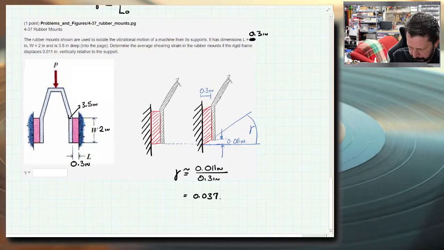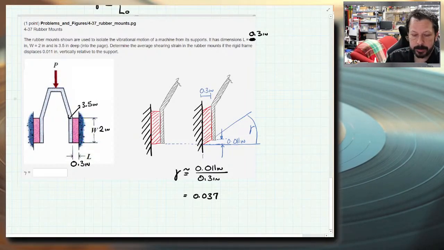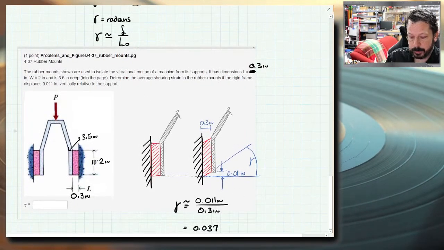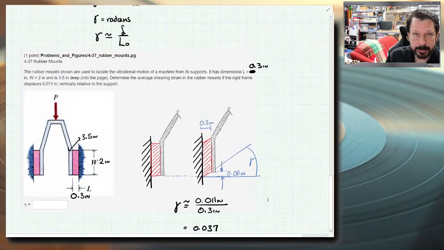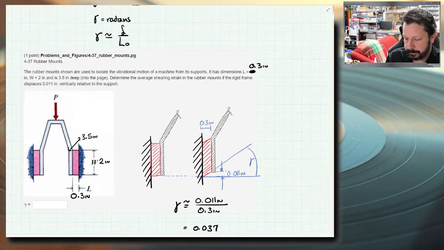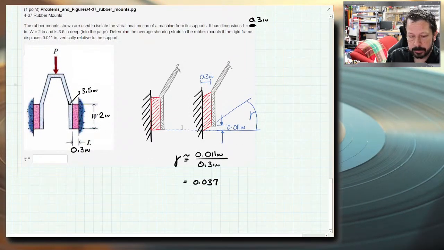Alright, well, if I were to calculate the same thing but with the actual equation, inverse tangent of delta over L naught, where I'm in degree mode, then I would essentially get the same number, 0.037. And so that's how shear strain works. It is a change in angle somewhere.